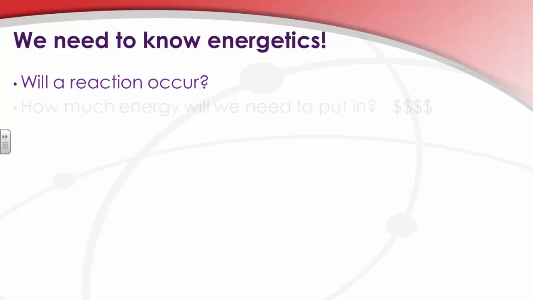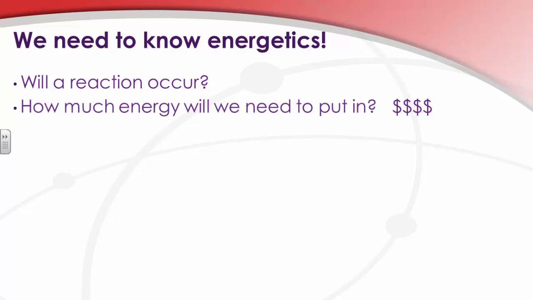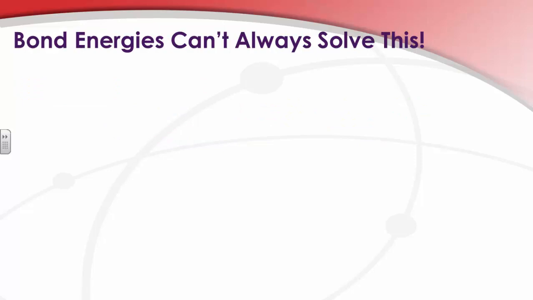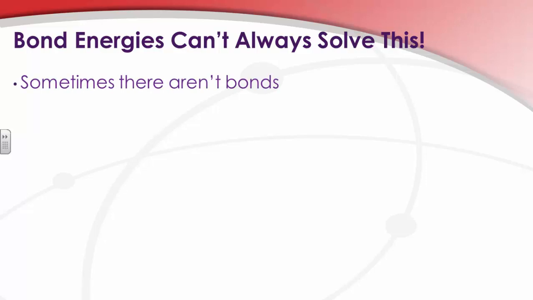We need to understand whether a reaction will occur at all, how much energy we might have to put in because energy equals money, and, in our T2 Laboratories context, how much energy will be produced by our reaction and could this result in an explosion. Now we've learned how to use bond energies to get an estimate of the energetics involved in a reaction. But this isn't the only solution to the problem. This isn't the only way to attack this problem.